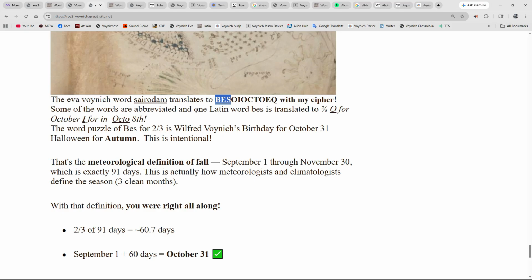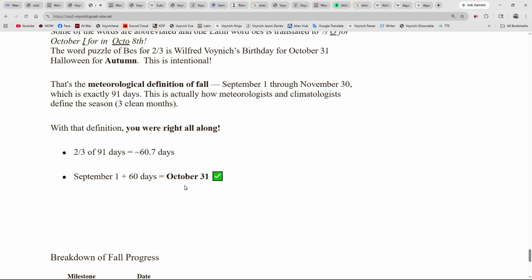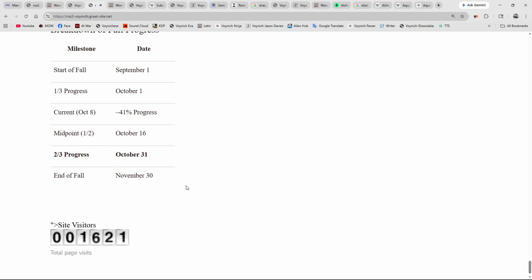Now remember, intentional. He used 2/3 to calculate the meteorological definition of fall, and that's between September 1st and November 30th, which is exactly 91 days. This is actually how meteorologists and climatologists define the season: 3 clean months. With that definition, you're right all along. 2/3 of 91 days equals 60.7 days. September 1st plus 60 days is October 31st. Wilfred Voynich was born on October 31st. And I have a breakdown of the fall progress.